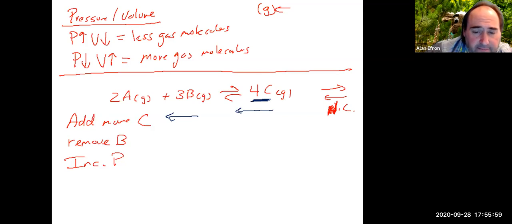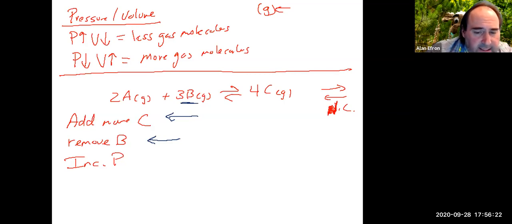Now let's take a look at B. In the case of B, we're actually removing B. B is over here. When we remove something, it will come towards the side we're removing it from, which means this will also cause the equilibrium to shift to the left as well, towards the side we removed it on.